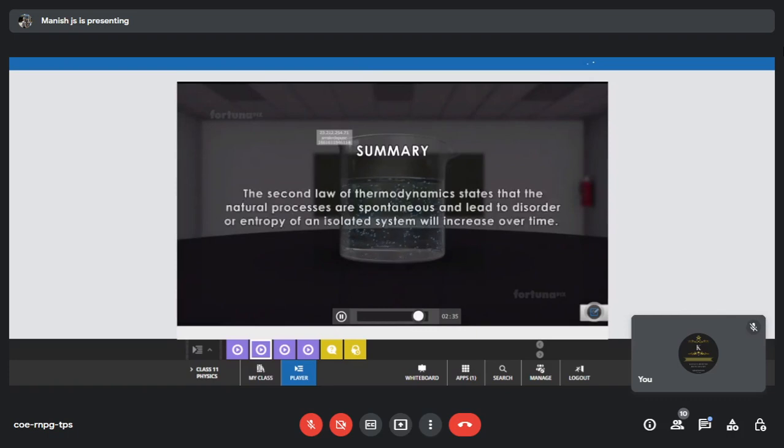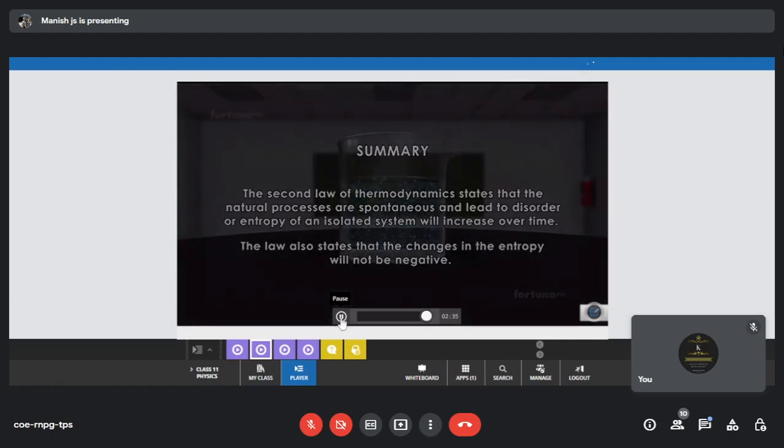Summary. The second law of thermodynamics states that natural processes are spontaneous and lead to disorder, or the entropy of an isolated system will increase over time. The law also states that the changes in the entropy will not be negative.